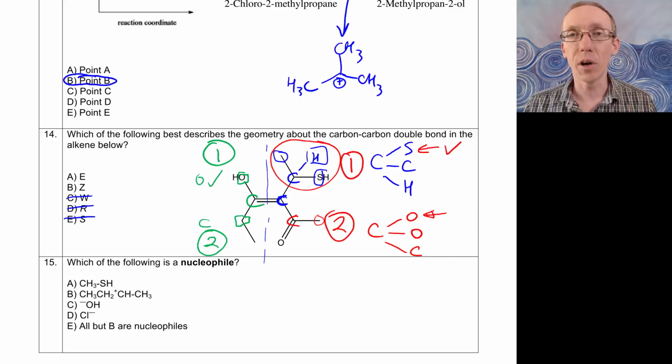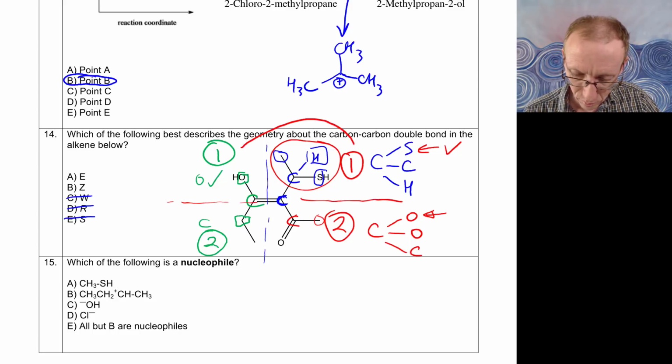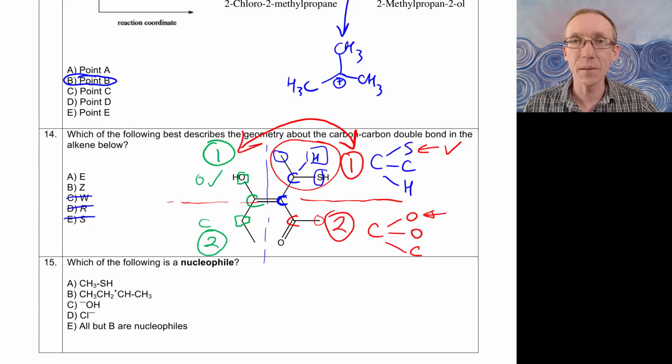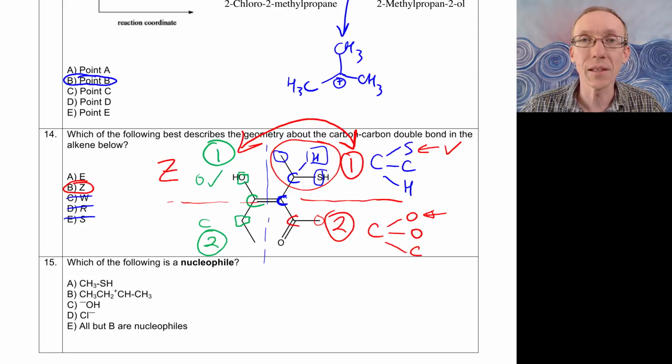Okay, now we've assigned priority higher and lower to each of the carbon's substituents. Now we look at whether the highest priority groups are on the same side or on opposite sides to each other. So now we're looking at the molecule in a different way. We're going to look at the molecule being split along a plane this way, and we see that the two highest priority groups are on the same side. They're on the same side, so that's going to be the Z isomer. So the correct answer is B, Z.